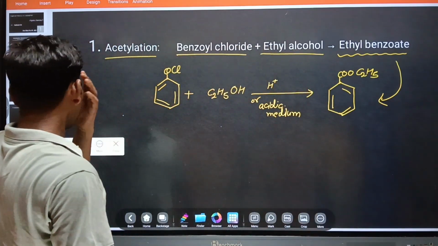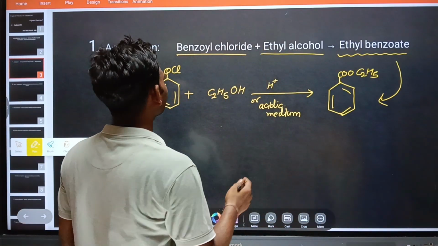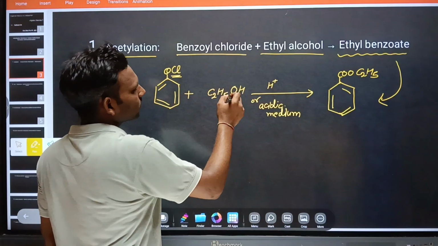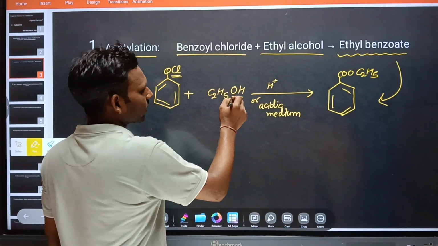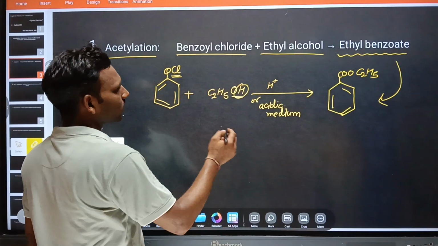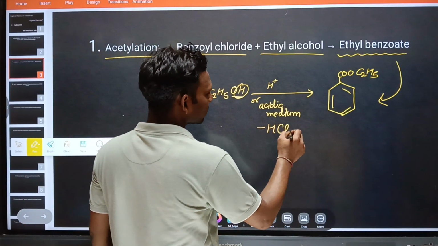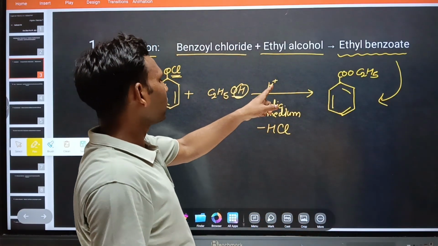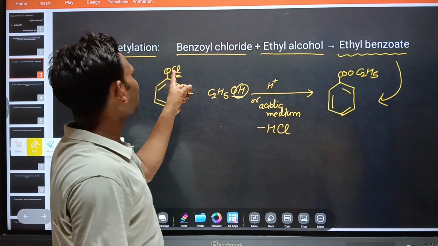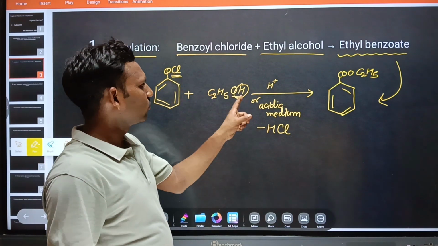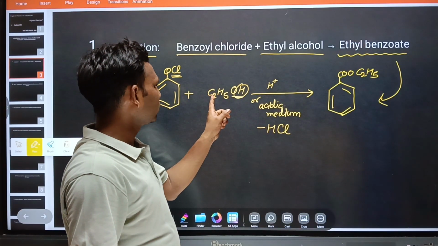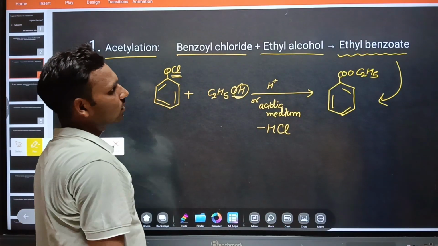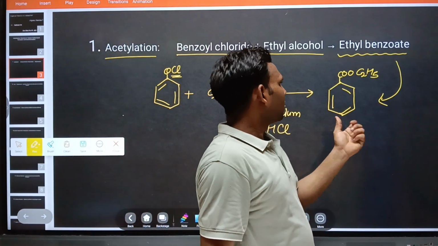Here we discuss the process of formation of ethyl benzoate. In benzoyl chloride there is Cl, and in alcohol there is OH. So H and Cl form HCl, and minus HCl forms ethyl benzoate. In the presence of acid, H plus ions protonate the chlorine, then HCl is removed, and C2H5O and C6H5CO combine to form ethyl benzoate.